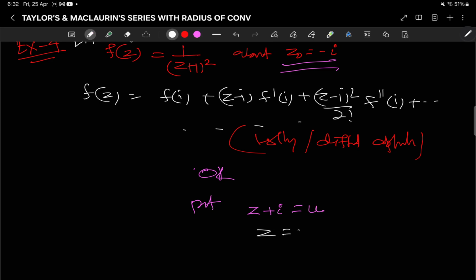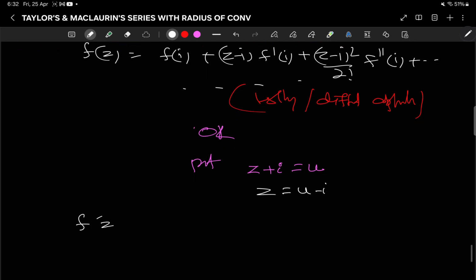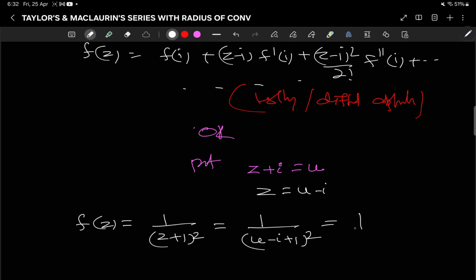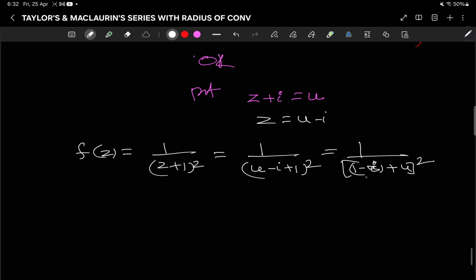So here z is equal to u minus i. So what is your f(z)? f(z) is equal to 1 by (z plus 1) whole square, which becomes 1 by (u minus i plus 1) whole square. So this is equal to 1 by (1 minus i plus u) whole square. We want to make it 1, so we take 1 minus i common. Since whole square is there, it will come out as a whole square. So this becomes 1 and this becomes u by (1 minus i).